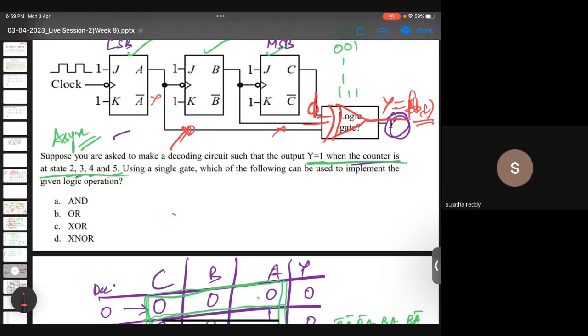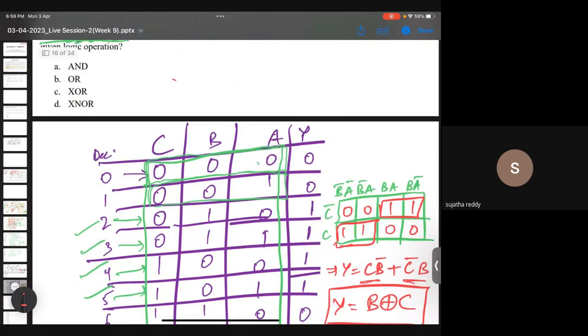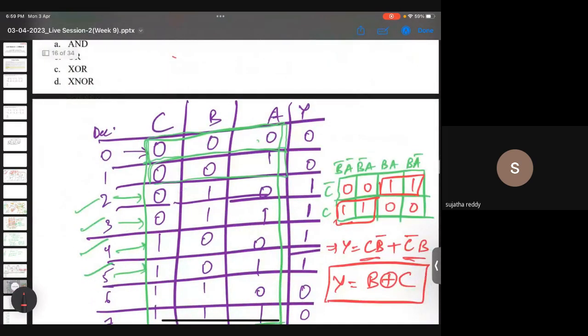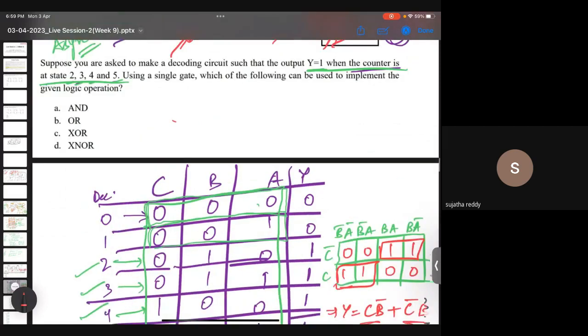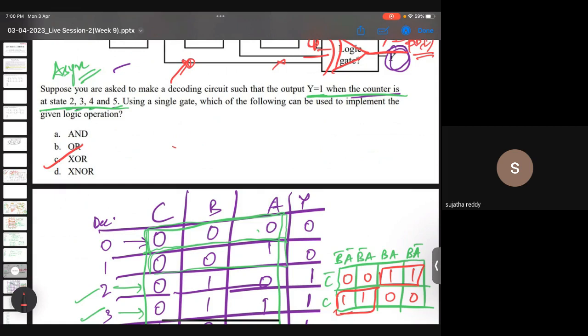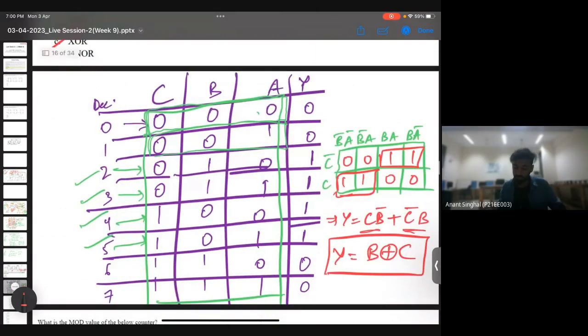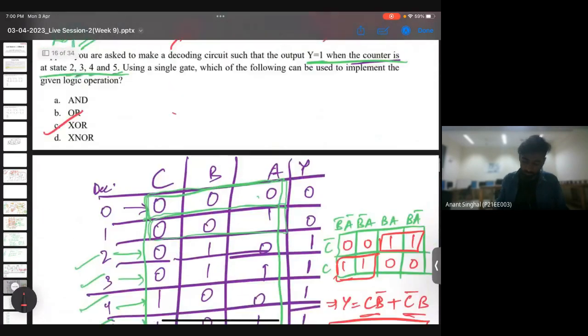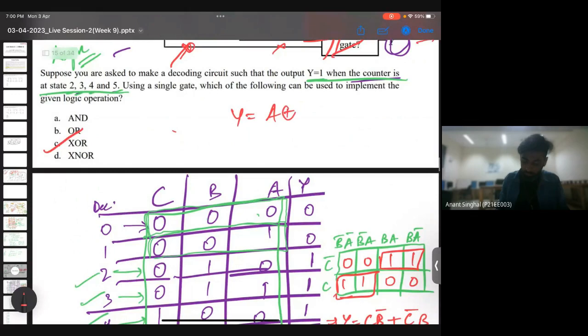Yes, sir, I understood what you said, but in that question they mentioned A as the input to the logic gate. So XOR gate is the wrong answer, right, sir? No, XOR gate will be the right answer. Why are you saying it will be the wrong answer? If we consider A also as input, that is wrong, right, sir? No. Okay, let me clear this. Maybe you're getting confused by this. If I write Y is A XOR B XOR C, then you can say that XOR gate will be the right answer.